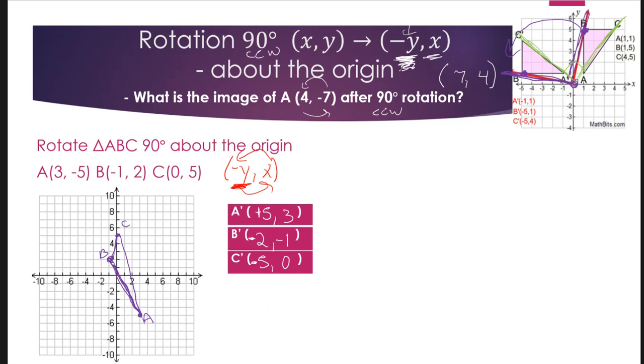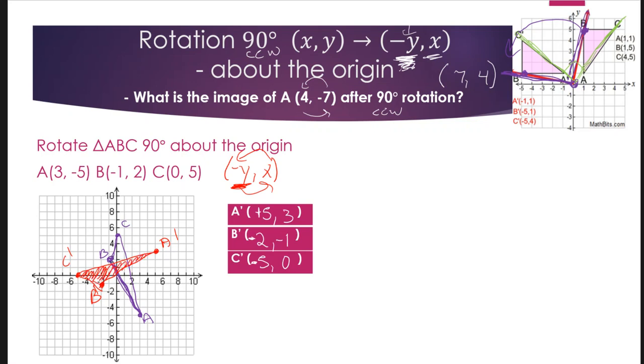My new points are 5, 3. And that's A prime. -2, -1. About to go up. And that's B prime. And then C prime is -5, 0. So this is our new triangle. And I'm going to shade it in.